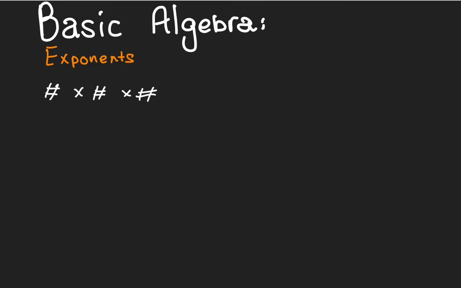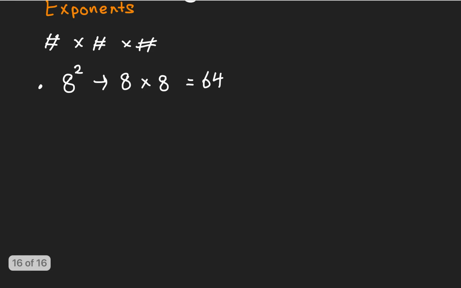I'll just show you the visuals of how an exponent looks. So if you have 8 here and you want it repeated 2 times, you put the 2 on top, and that basically shows that it's 8 multiplied by itself, the same number twice, and that is 64.